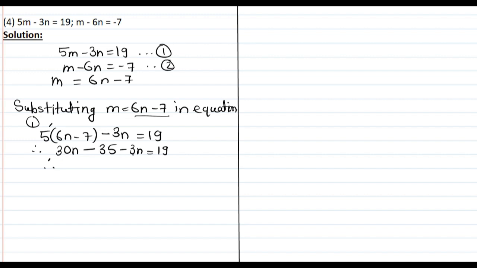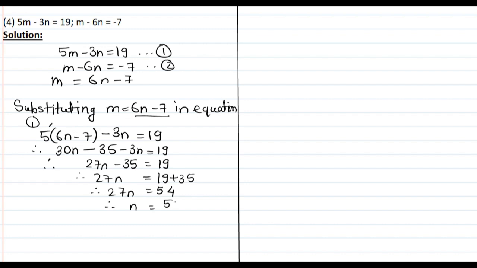Therefore, 30n minus 3n is your 27n, minus 35 equals 19. Hence, 27n, this minus 35 will get shifted to the other side and becomes plus 35. Therefore, 27n equals 54 and n equals 54 upon 27. So this is how you will get n equals 2.